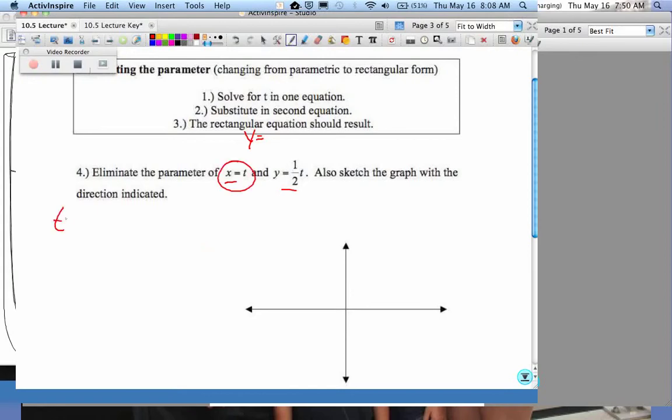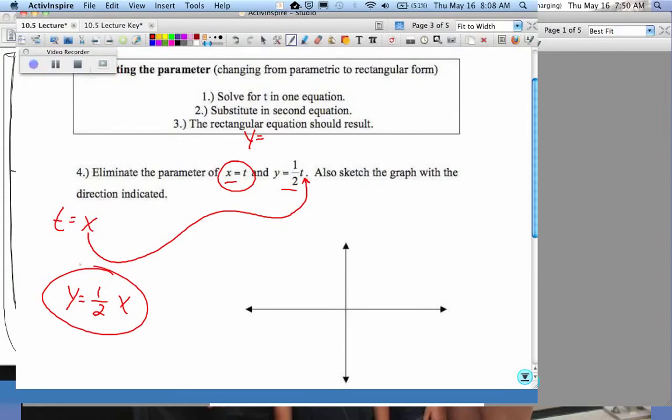And all you have to do is flip-flop it. t is equal to x. What they want you to do then is make that substitution, put it in there, and so my final equation is 1/2, and instead of t, we're replacing it with the x.